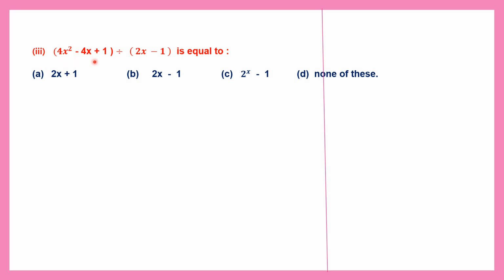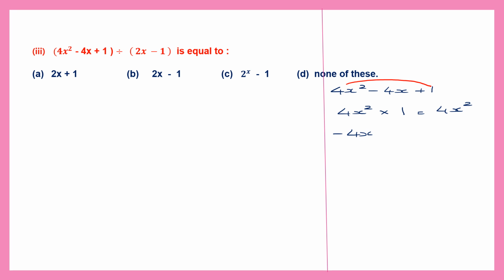Question 3. Here we have a trinomial divided by a binomial. So first let's factorize this. So let's write that down. That is 4x squared minus 4x plus 1. So here, as we follow the previous sums, we follow the same rule. Find the product of the first term and the last term. So this becomes 4x squared into 1, which is 4x squared. Then we have to find the middle term. You're going to split this middle term. So we're going to write that. So that is minus 4x.